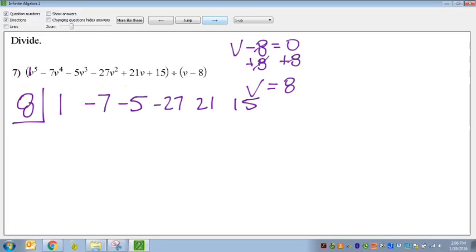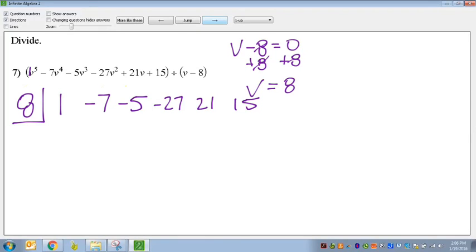And again, making sure we're aware that there's a missing variable, we have to put a 0 placeholder. For example, let's say negative 5v to the 3rd wasn't there. It just went from negative 7v to the 4th, then negative 27v squared. Make sure you put a 0 placeholder, otherwise synthetic division or polynomial long division won't work either.